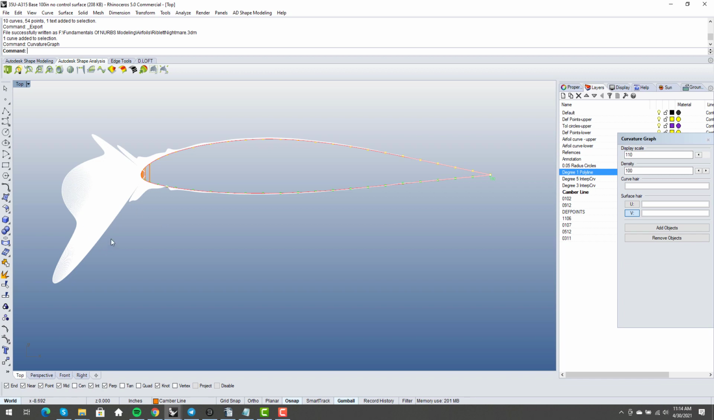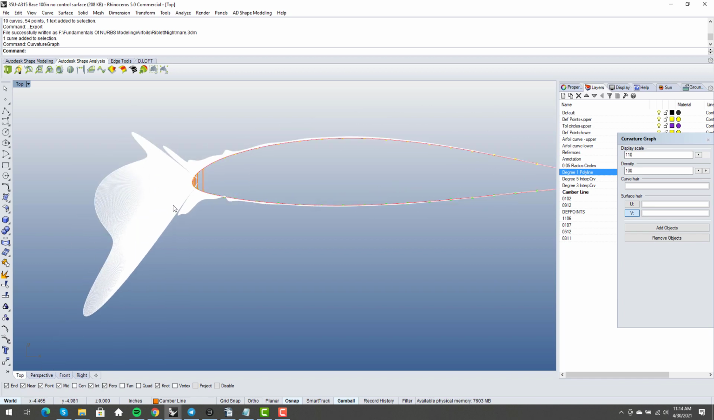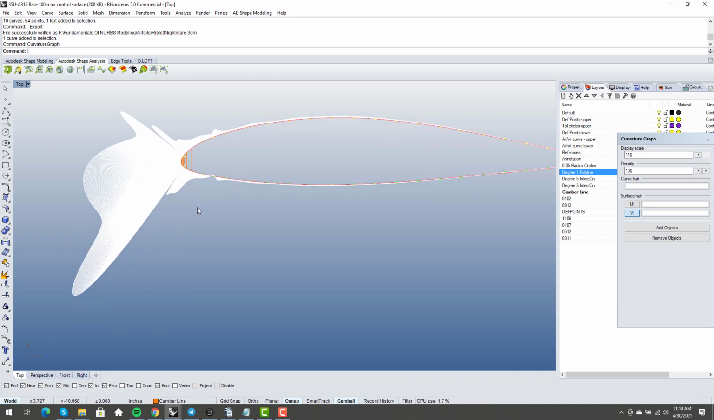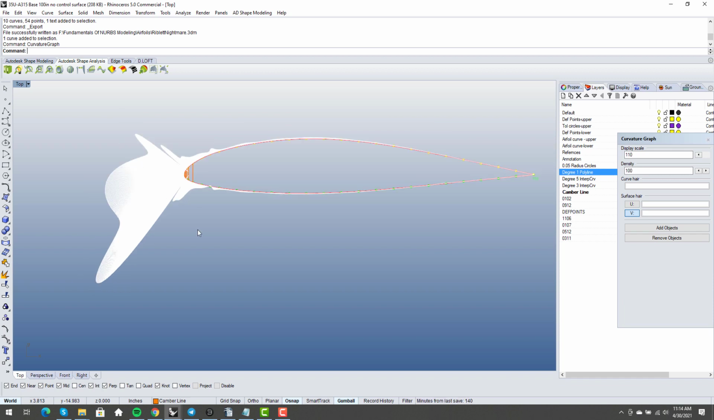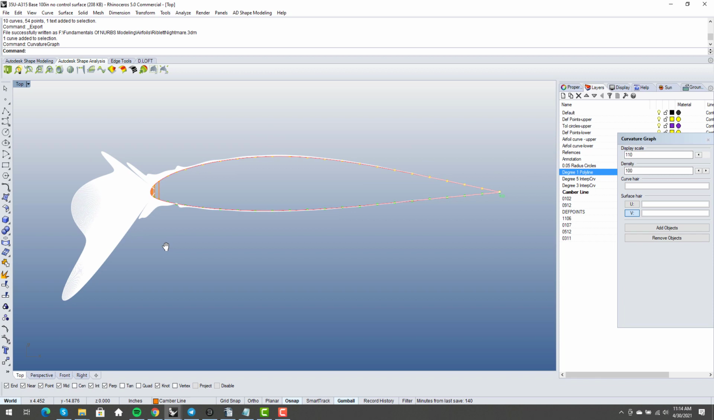But this should tell you everything you need to know about this airfoil, which is that this is a really bad airfoil, and this is going to make all the ancillary surfaces that attach to my airfoil much, much more difficult if I don't do something about it.